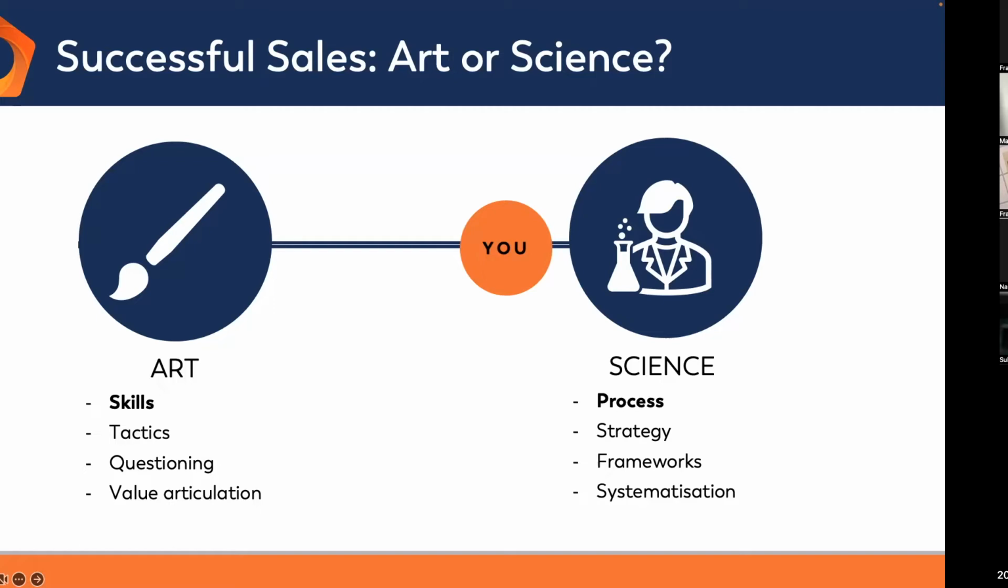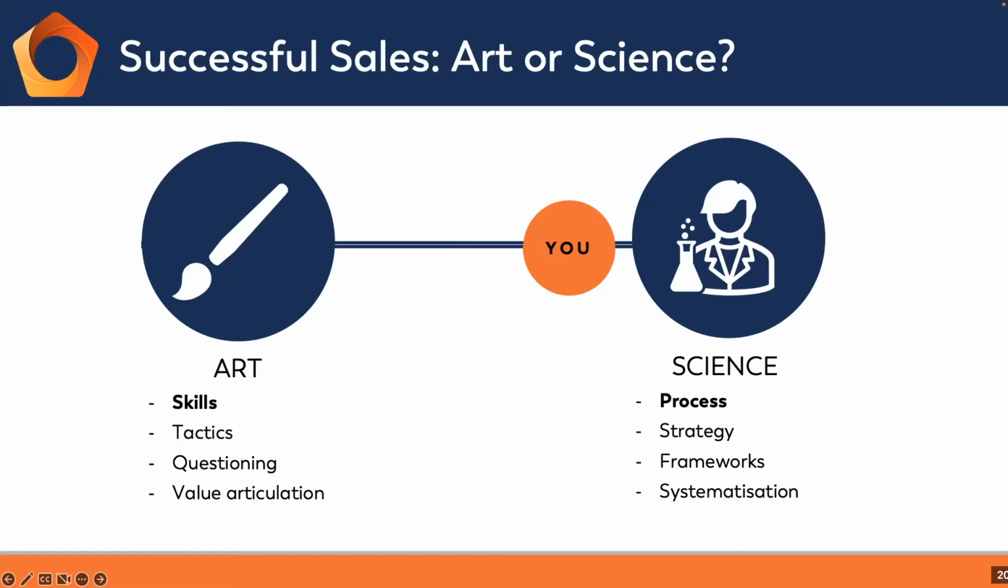So the art side is the skills, the tactics, the questioning, how we do the stuff that's typically in front of the customer. The science side of it is process, strategy, frameworks, systematization. Now, from a process point of view, it's not a case of process for process sake. We see process as a bridge between behaviors. So in a sales organization, people behave the way they do. The question is, if their behaviors were more in line with sales success, the process is the bridge between the two.